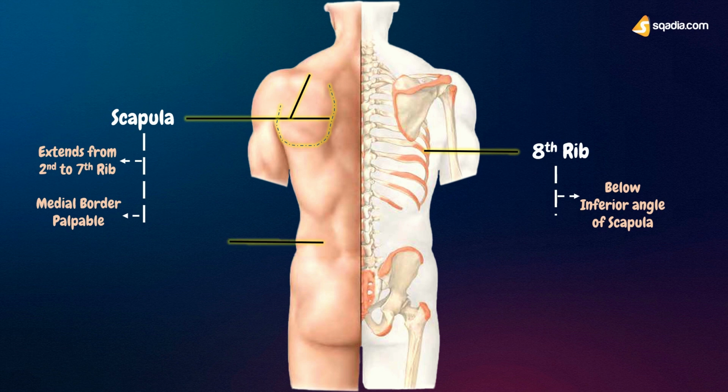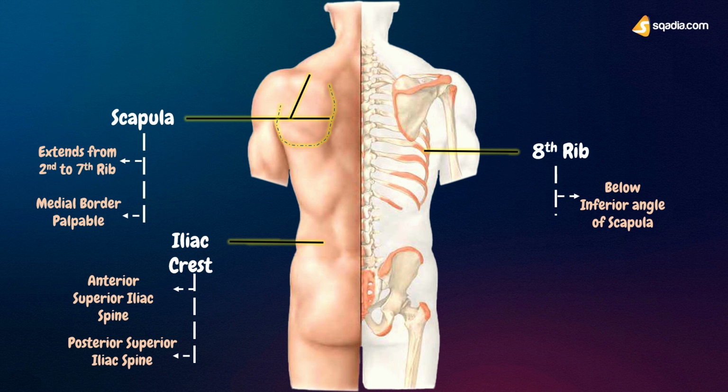Next, we have the iliac crest. It is a curved bony ridge lying below the waist. The anterior end of the crest is the anterior superior iliac spine. The posterior superior iliac spine is felt in a shallow dimple above the buttock, about 5 centimeters from the median plane. The sacrum lies between the right and left dimples mentioned above.